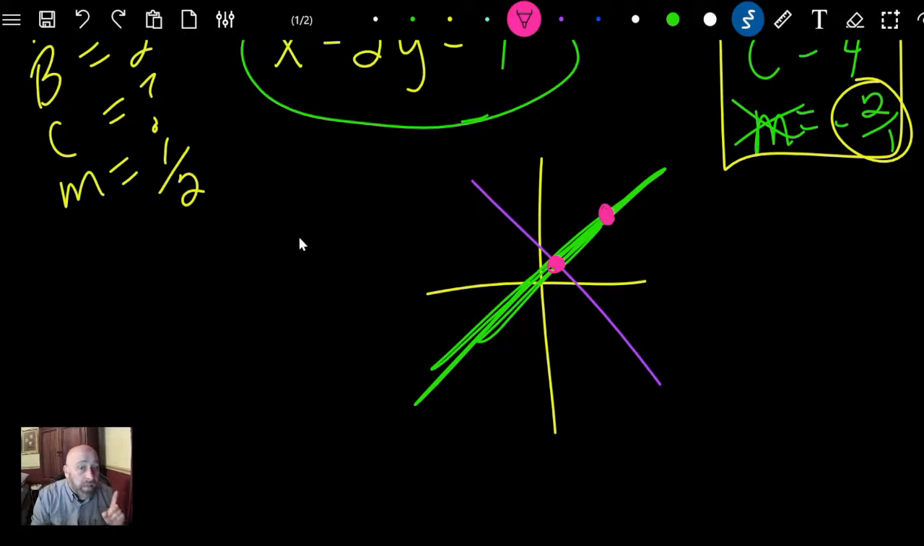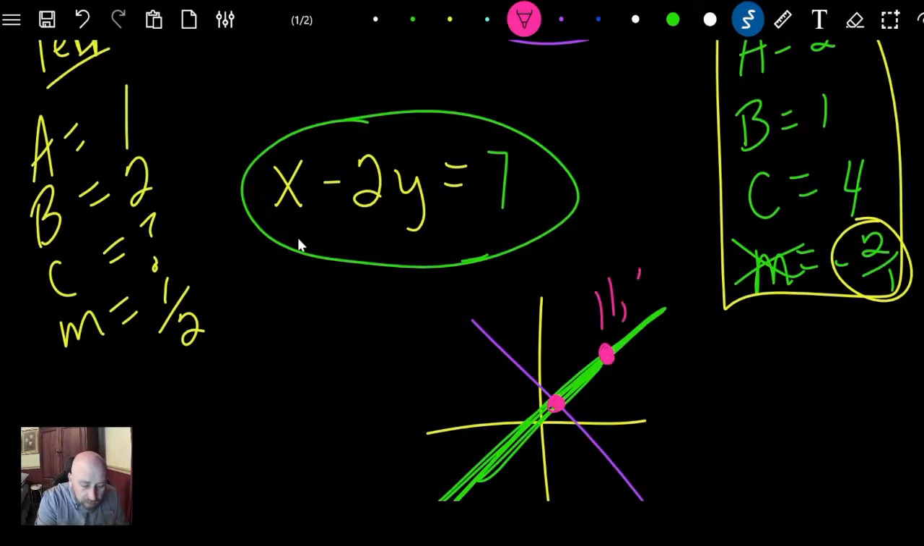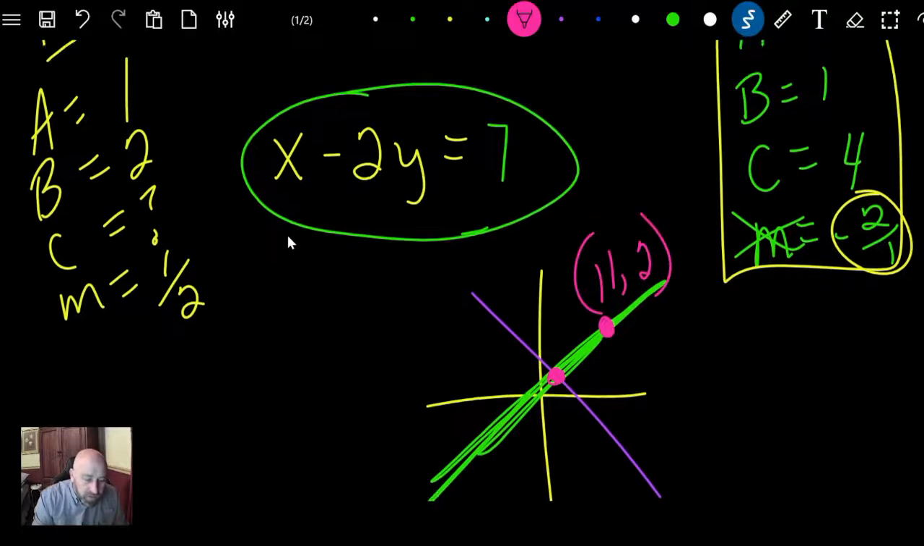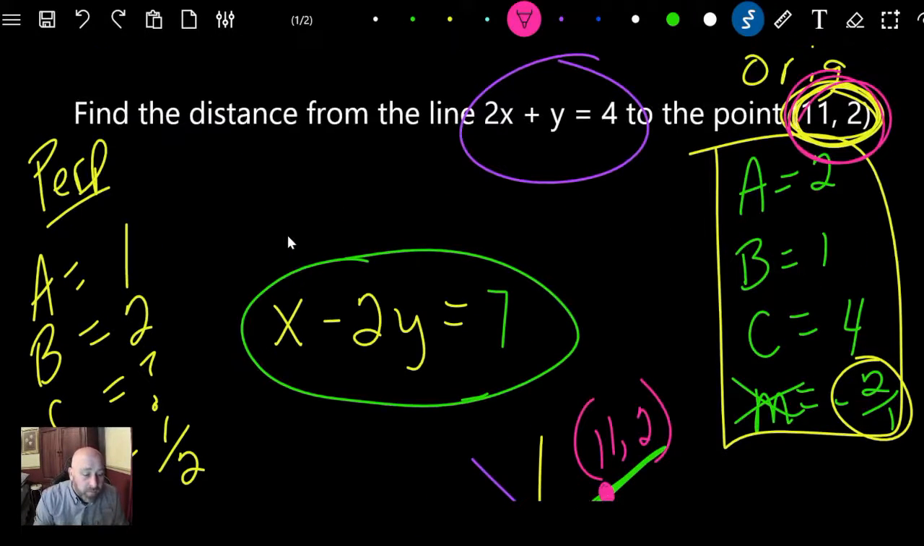Okay, so what we need to do is a system of equations. When we do the system of equations for this green line and this purple line, we will find out this point right here where it crosses. Then once we find that out, this is going to be our 11, 2 up here. As soon as we get this, then we can plug into the distance formula, and then we can solve it out from there. But we're still missing a piece. We're still missing this point right here. How do we get that? We do a system of equations.